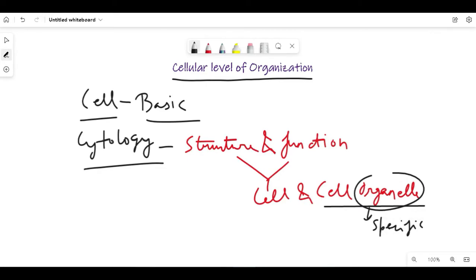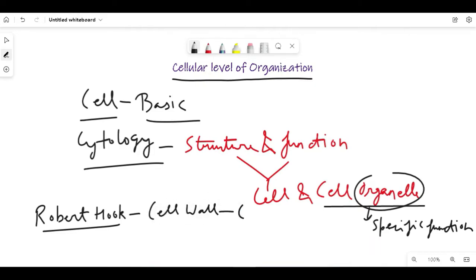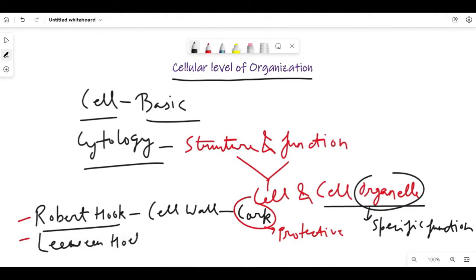So there was a scientist, Robert Hooke. Robert Hooke discovered cell wall in the cork. And this cork is a protective layer of dead impermeable cell. And the second scientist, Leeuwenhoek, first observed the animal cell and called it animalcule.